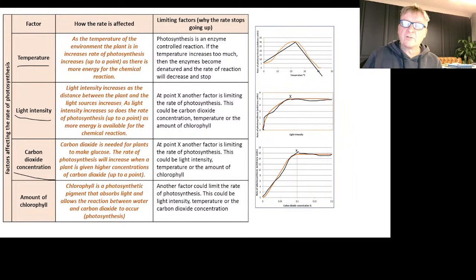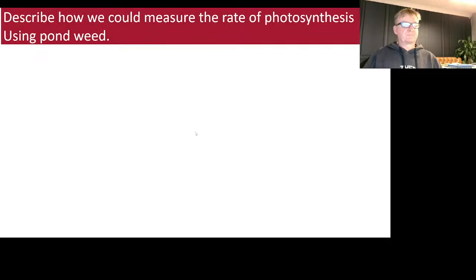The final one that you could use is the amount of chlorophyll, right? So if you haven't got very much chlorophyll, you're not going to do much photosynthesis. So things like variegated plants, where it's got green, right, and it's got yellow bits there as well. Okay, so it's going to have less chlorophyll for the photosynthesis.